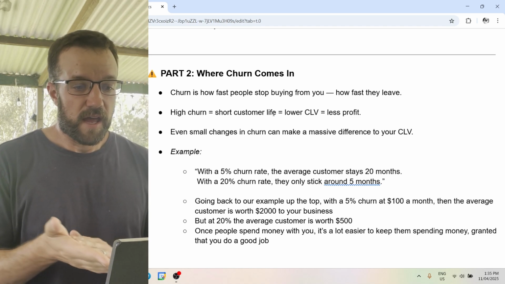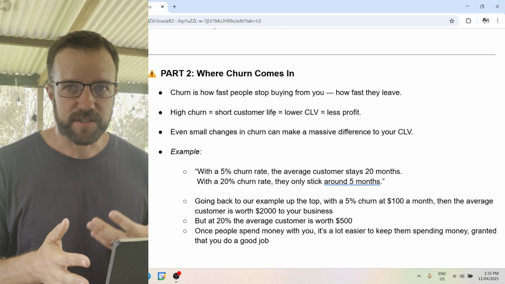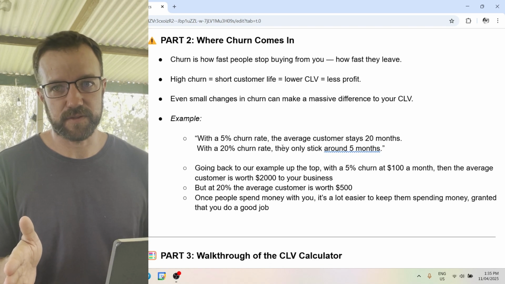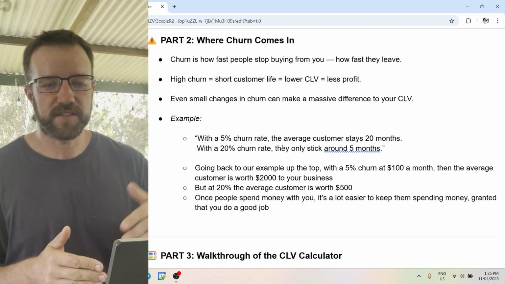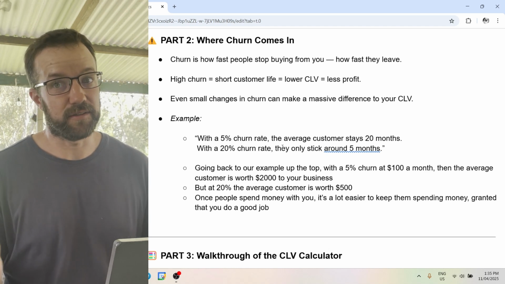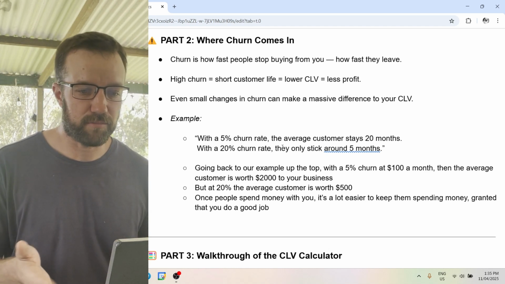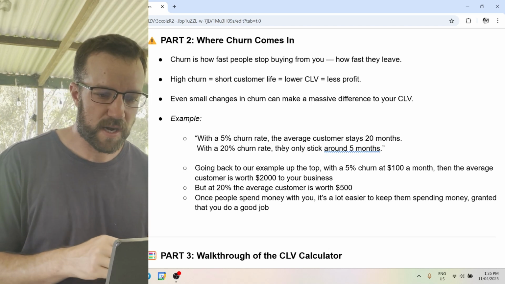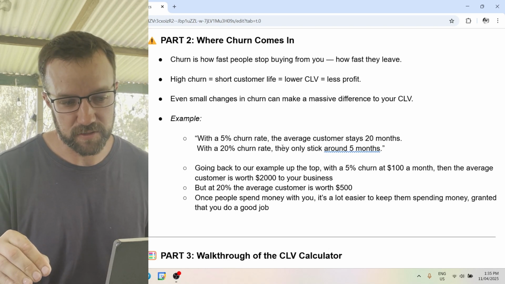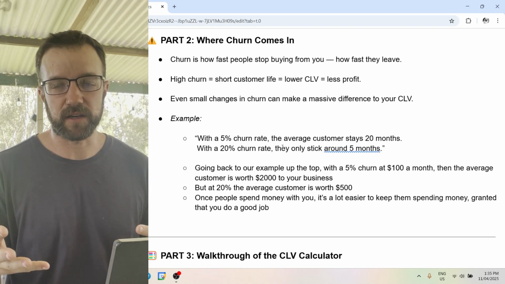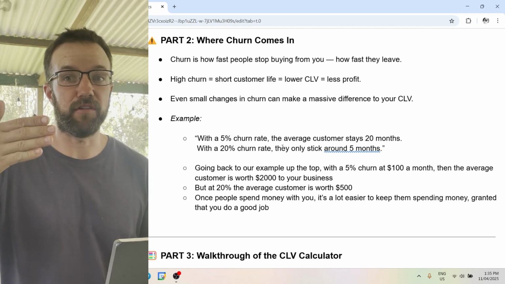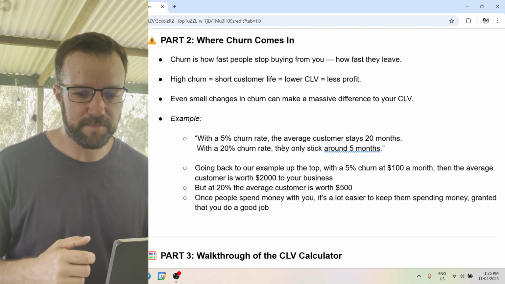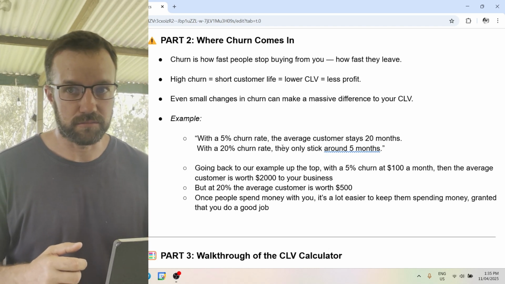Even small changes can make a massive difference to your CLV. So if you have a 5% churn rate, the average customer stays for 20 months. With a 20% churn rate, they stick around for 5 months. So going back to our example up the top, with a 5% churn rate, at $100 a month, the average customer is worth $2,000 to your business. But at 20%, the average customer is worth $500. That's obviously a quarter, 25% of the whole thing, just because of some simple churn rate adjustments. So once people spend money with you, it's a lot easier to keep them spending money, granted that you do a good job.